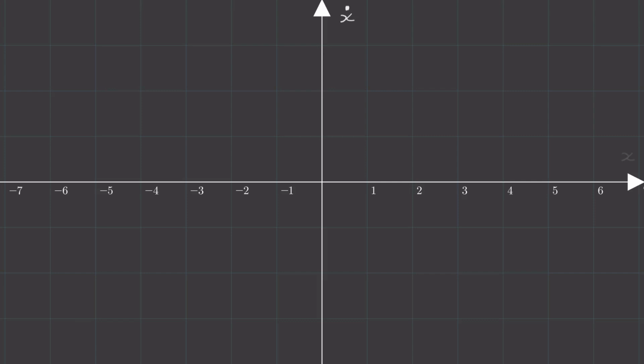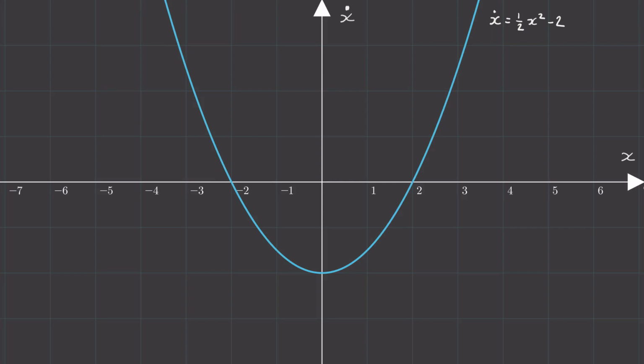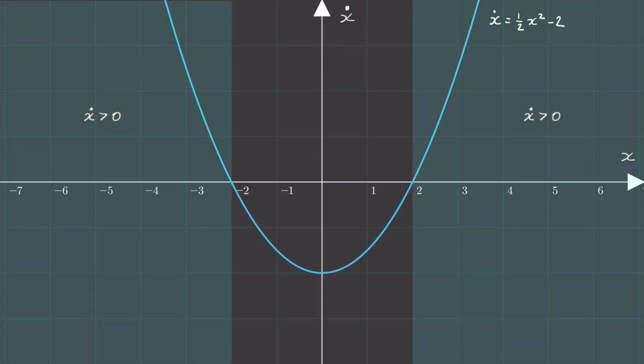I'm going to plot dx/dt versus x. In our example, it looks like a parabola. If we think of x as the position of a particle, then dx/dt is the velocity of that particle. That means that these regions are where the velocity is positive, and this region is where the velocity is negative.